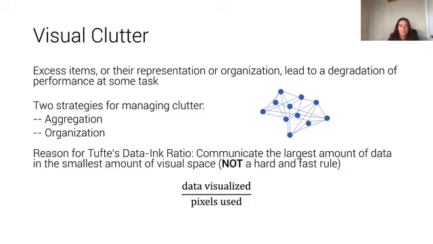This idea of visual clutter has inspired some classical guidelines in visualization. For example, the data ink ratio says you should maximize the ratio of data visualized to the pixels used. In other words, we want to communicate as much data as possible in the smallest number of pixels. One thing I would encourage you to remember is this is definitely not a hard and fast rule. If we followed this to a T, every visualization we'd have would be a scatter plot with no axes and single pixel wide marks. So this is a rule of thumb, but there are two more actionable strategies for managing clutter, and these are aggregation and organization.